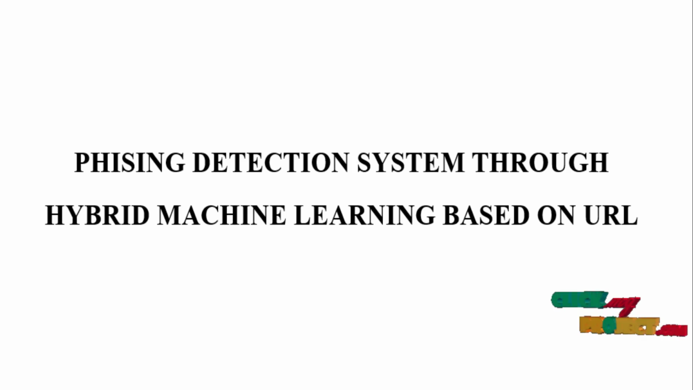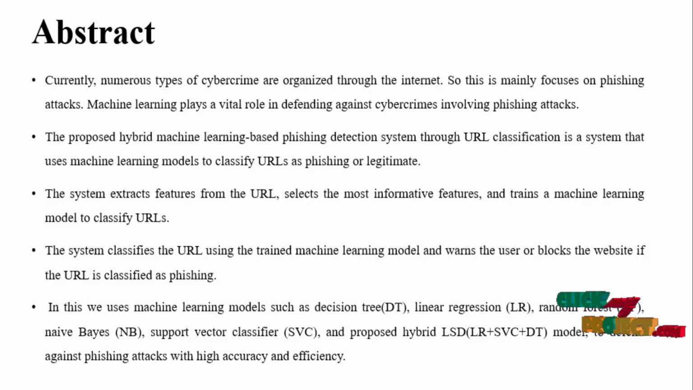In this video, I am going to discuss phishing detection system through hybrid machine learning based on URL. It is our abstract. Currently, numerous types of cybercrime are organized through the internet, so this mainly focuses on phishing attacks. Machine learning plays a vital role in defending against cybercrime involving phishing attacks.